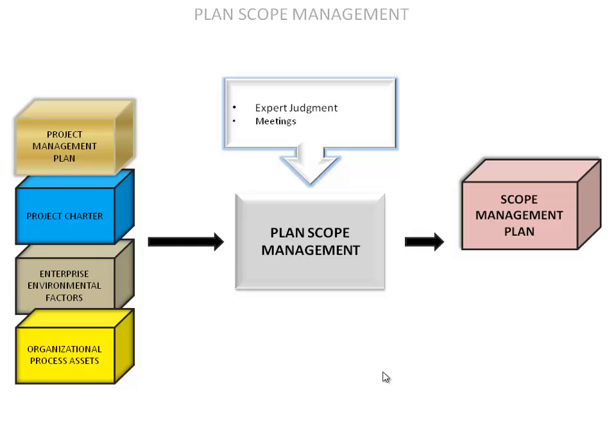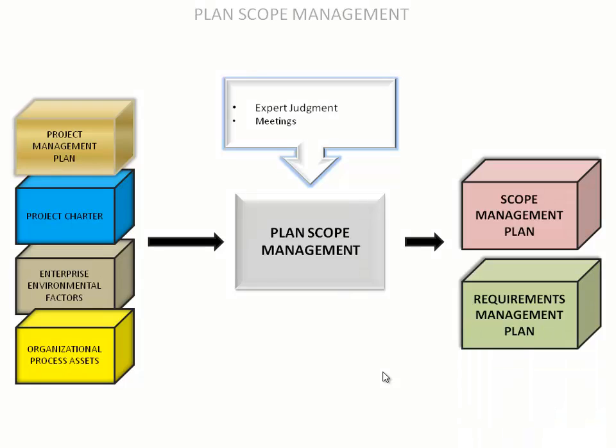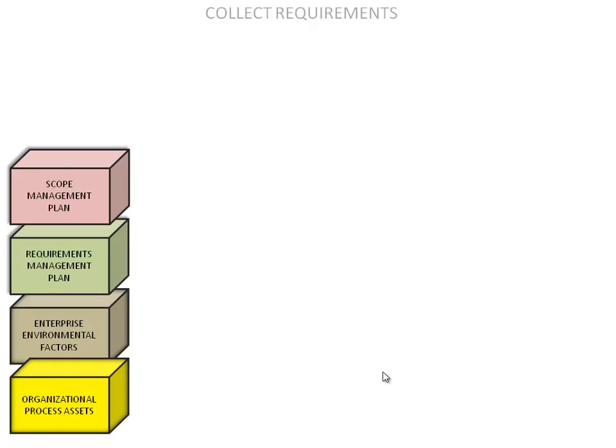You have to know where your scope management plan comes from, your risk management plan. You know, all the plans, know where they come from. Go to page 78 in the PMBOK Guide 5th edition, know that stuff. We also have our requirements management plan as an output here. Going into collect requirements, your scope management plan, your requirements management plan, EEFs and OPAs are inputs.